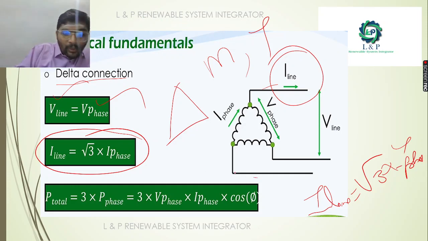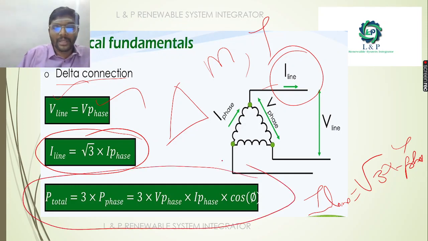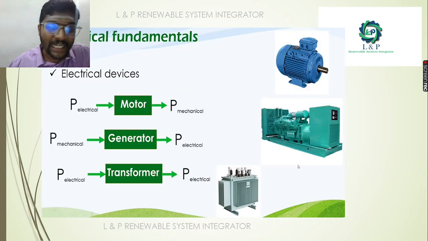That is the calculation they are trying to put forth. And if you want to calculate the power, you can use this formula: 3 into V phase into I phase into cos phi. This is going to be your value for calculating the total power in the delta connection.